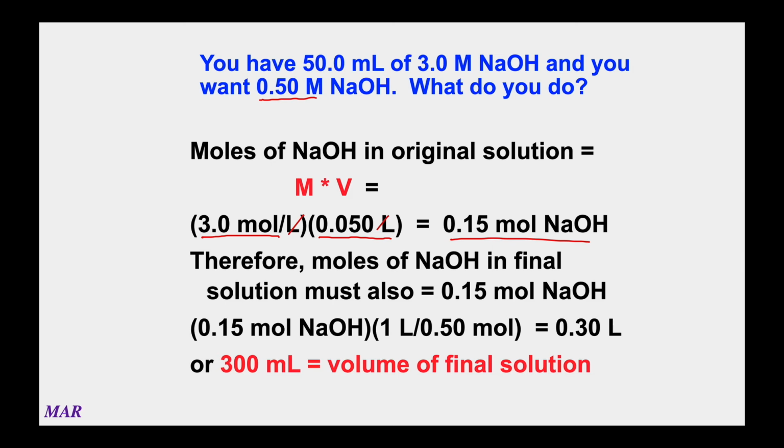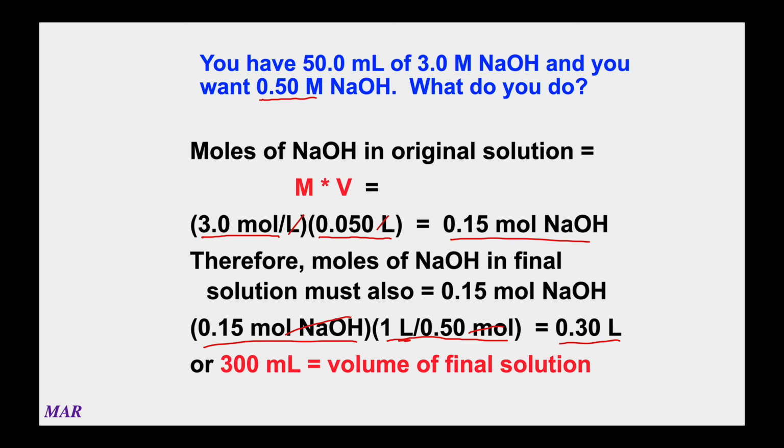So we take the total moles of sodium hydroxide, and this is basically dividing by 0.50. I've listed it there as a liter per 0.50 moles, and you can totally do that, because the moles of NaOH are going to cancel out, and you're going to be left with just liters. So 0.15 divided by 0.50, 0.30 liters is going to be the volume of the final solution. If you multiply that by 1,000, that means you'd have 300 milliliters in the final solution.